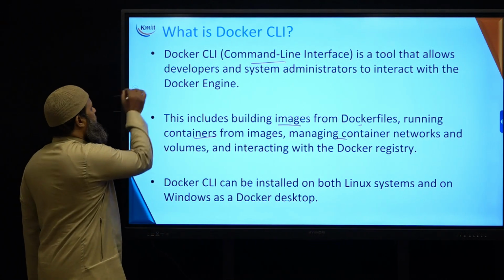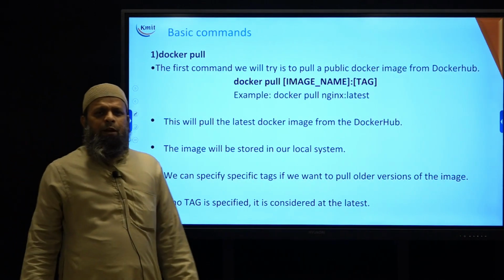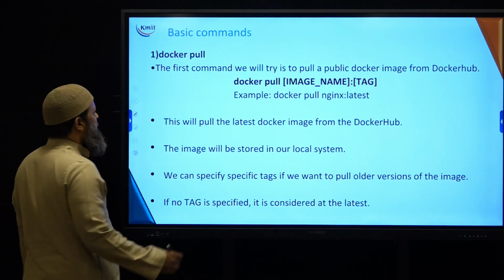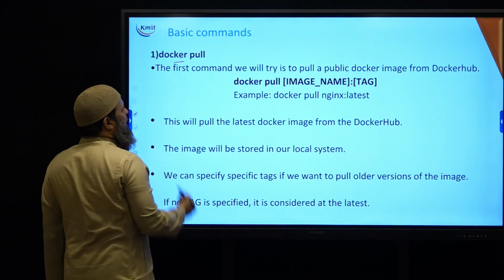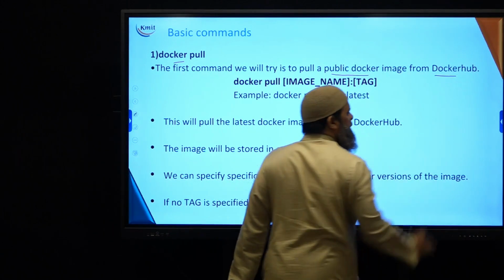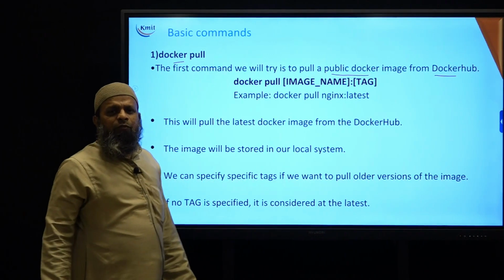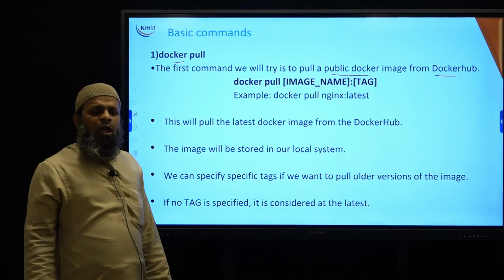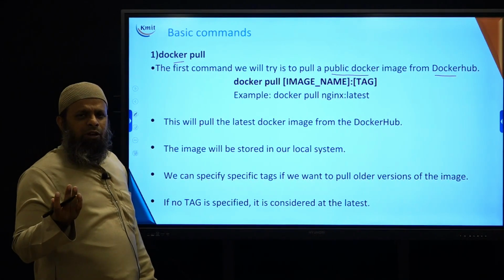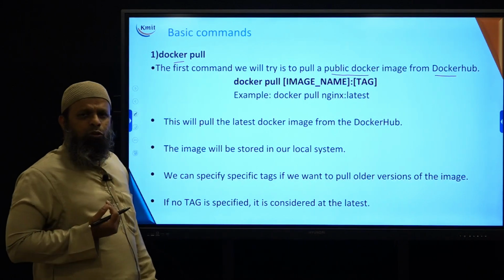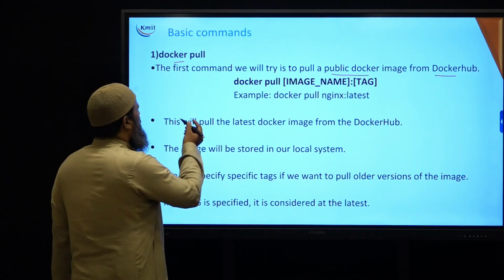Next, we are going to see basic commands which are used in the Docker. The first command is pull. This command will pull a public Docker image from the Docker Hub. Docker Hub is a repository where images of containers, or applications which are in containers, are available. So, if I want to pull those images, that is done by Docker pull.